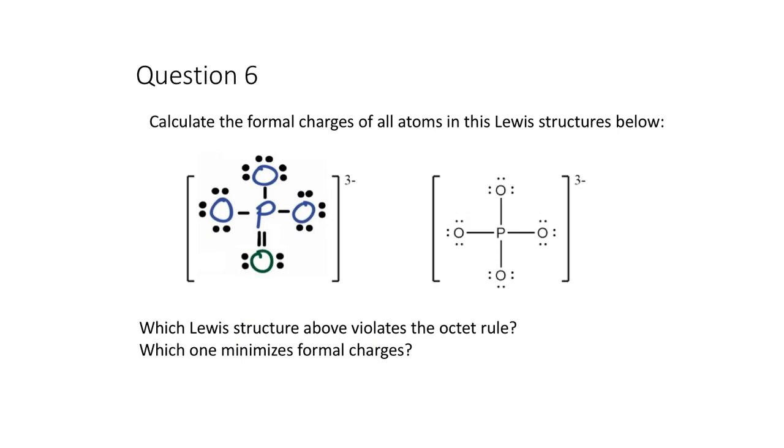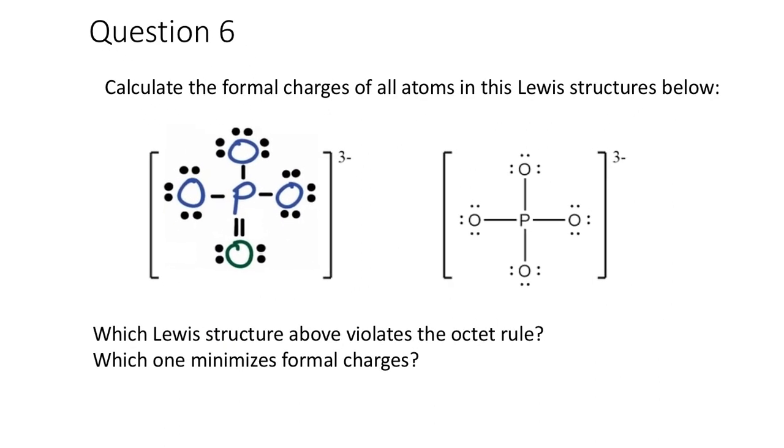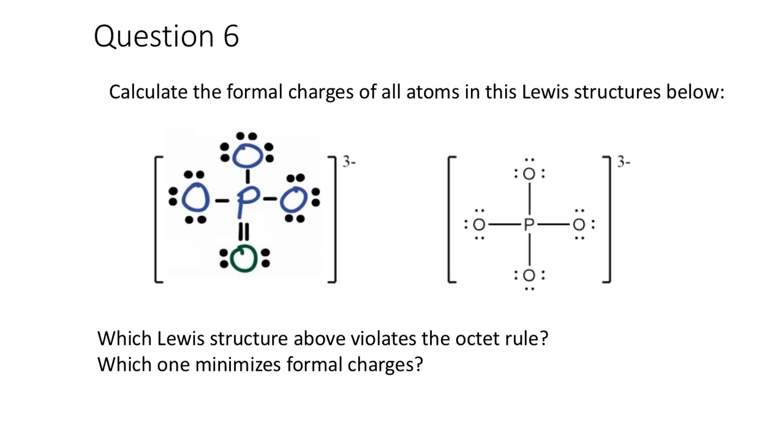Okay, let's calculate some formal charges here. So calculate the formal charge of all the atoms in these two Lewis structures. So I see one for PO4 3 minus, the Lewis structure for phosphate ion. And so let's start with the left structure here. If I break this pair of electrons in half in this bond here, I would have an oxygen that looks like this. And I'm really just trying to assess what's the charge of that O atom. What would its charge be?